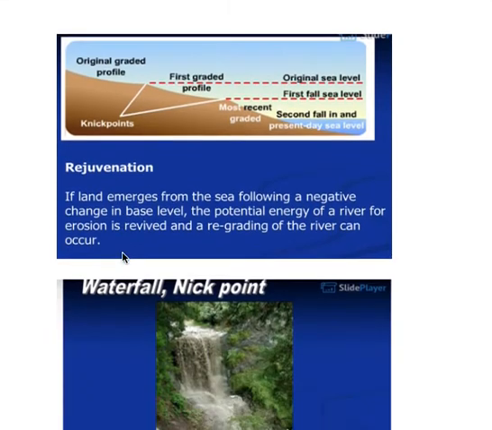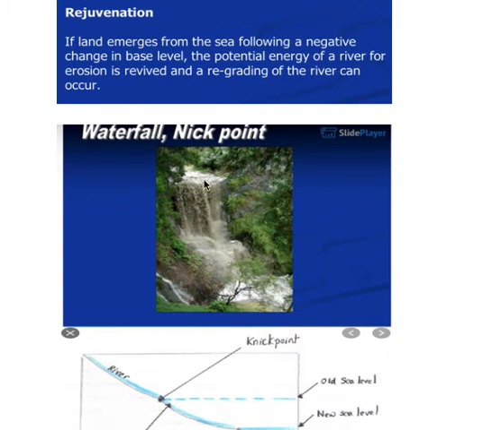We can understand the knickpoint from this diagram. This is where the river was merging in the sea, but the level of the sea has decreased to this point, so there is a change in the base level, and a knickpoint will develop.